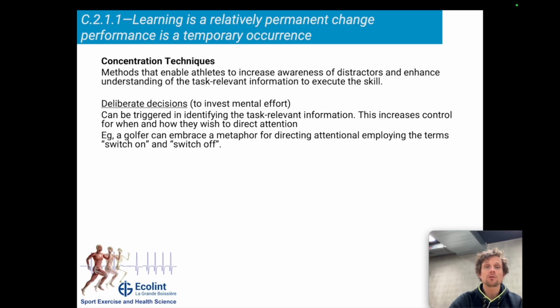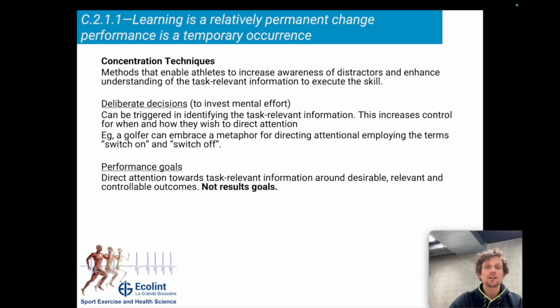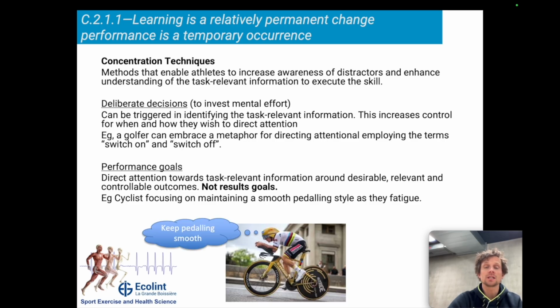Another method of improving concentration could be focusing on performance goals, and this means focusing on task-relevant goals and not performance outcome goals. This is going to increase our level of concentration because we're focused on the details of our performance and not just on the outcome, i.e. the end result. A good example of this might be a cyclist focusing on maintaining a smooth pedaling style, particularly as they fatigue throughout a bike race.